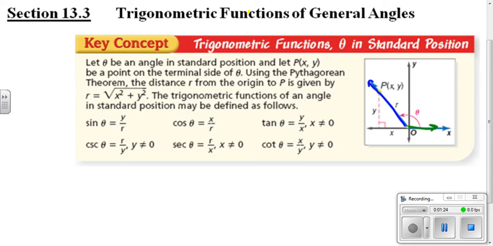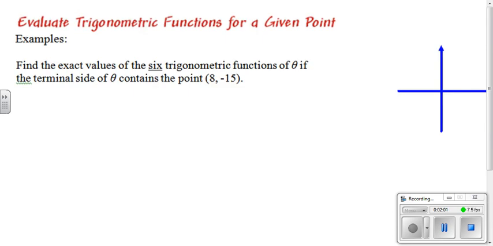Well, we can use the Pythagorean theorem to find the distance r from the origin to P. So what we're saying is, if we want to get to that point, we can use the Pythagorean theorem with our x and y to find what this length of r is. Once we know what r is, we can find the trigonometric functions of that angle. We would say that sine of theta is y over r, cosine of theta is x over r, and so on. This table will show you exactly what each of the 6 trigonometric functions is once you know your r value. So let's take a look at an example of how this works.